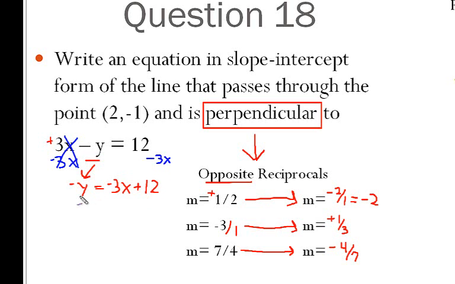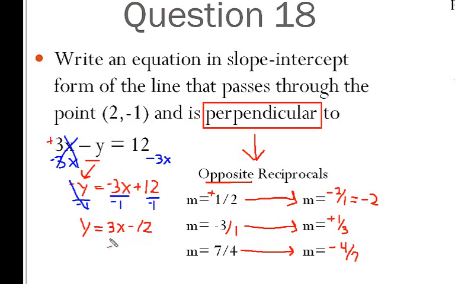Okay, last step here is we need to cancel out this negative sign, and we can do that by dividing everything by negative 1. That will cancel out this negative sign, and we'll get left with y equals negative 3 divided by negative 1 will give me positive 3x. Positive 12 divided by negative 1, we'll just turn this into negative 12.